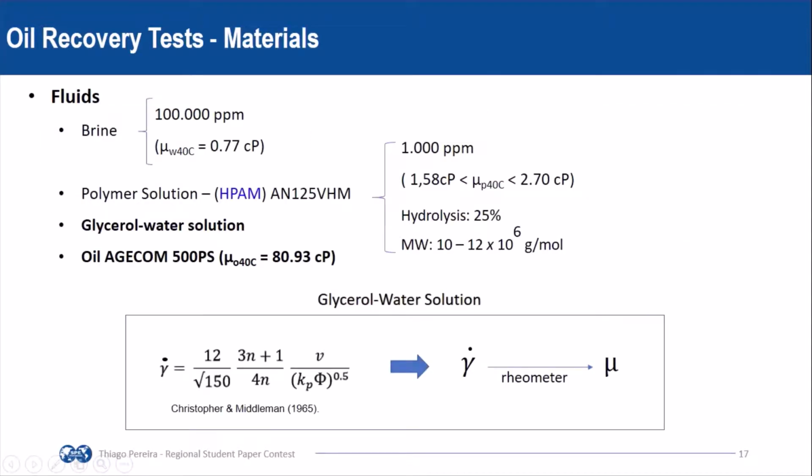The fluids used were the same brine, same polymer solution, glycerol water solution, and the oil Agicon 500 PS. To achieve an equivalence in viscosity between the glycerol water solution and the polymer solution, we used the Christoffel-Middleman equation to determine the shear rate inside the cores. Then, it was compared to measurements of these solutions on the rheometer. By doing that, we could calculate the amount of glycerol and brine to produce each test solution.